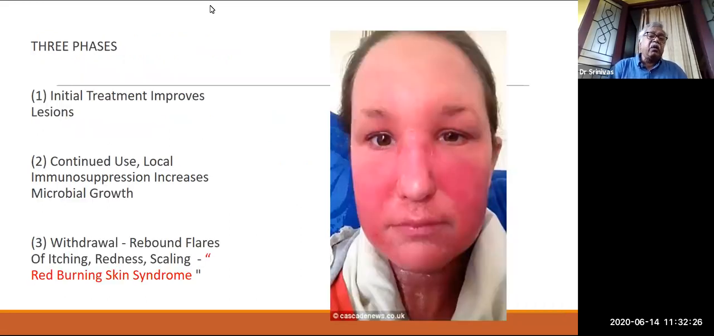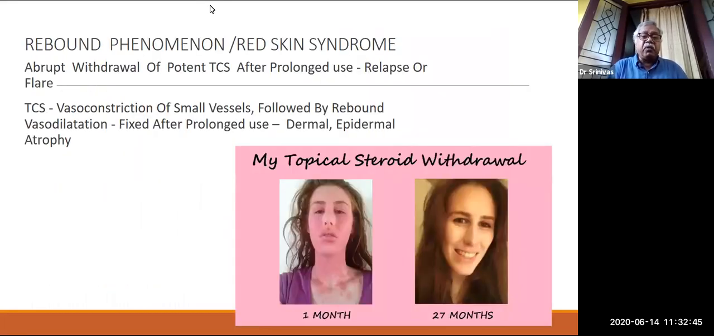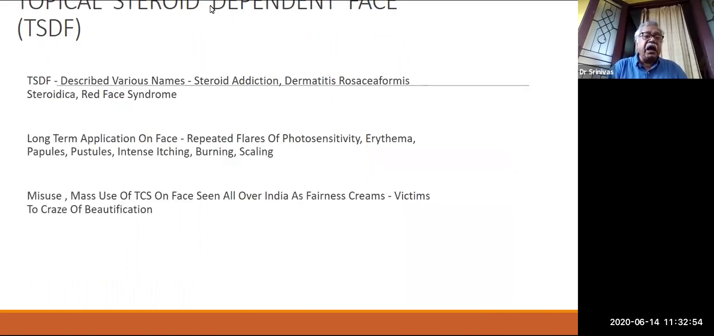So this is what happens. Initially, the lesions improve with the topical steroid and continuous use. There is immunosuppression, there is microbial growth, there is inflammation over there, and there is redness over there. On stopping, there is rebound flare, and the red burning skin syndrome appears. Rebound phenomena on the red skin. And see how it improves after stopping. And this is what in the TSDF we call a topical steroid dependent phase.